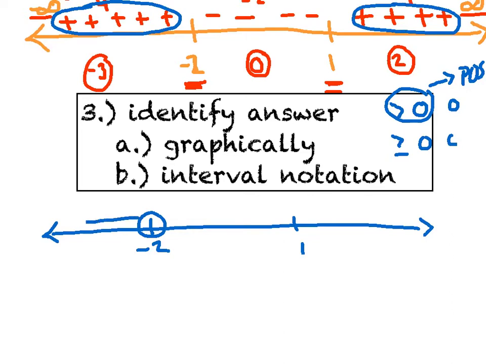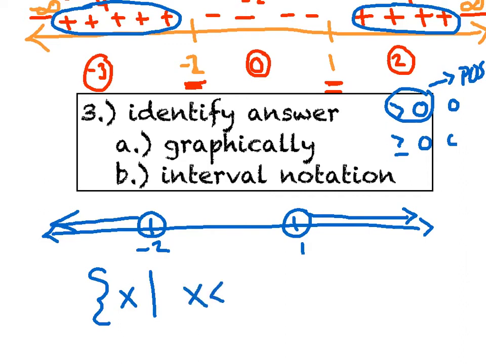So I'm going to shade to the left of negative 2, and I'm also going to shade to the right of positive 1, indicating that that's where my positive values were. Now for my interval notation. This is that really fancy, ugly notation that we used earlier in the year where we say all x values such that x is less than negative 2 or x is greater than 1 satisfy the given quadratic inequality.